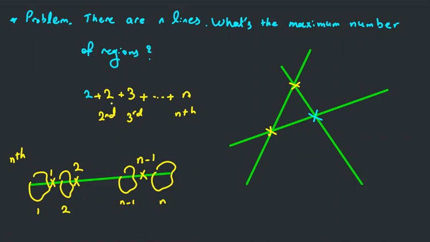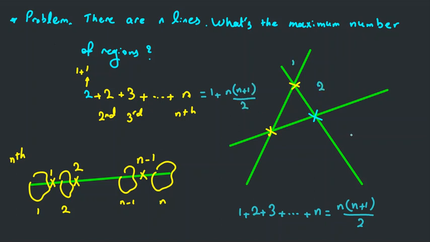So the number of regions will be 2 plus 2 plus 3, 4 to n. We can write these two as 1 plus 1. And you should know the formula for 1, 2, 3. There are around 4, 5 important identities. You should know them. 1 plus 2 plus 3 to n is n times n plus 1 over 2. So the number of regions is n times n plus 1 over 2 plus 1. Let's check it. For example, for 3 lines, we have 1, 2, 3, 4, 5, 6, 7 regions. If we replace n with 3, it's 3 times 4, 12 over 2, 6 plus 1, 7. Okay. So the idea was this.